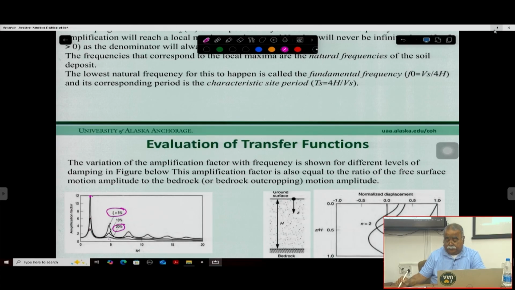So if it is a damped soil, then the transfer function will not go to infinity, and that is what you mostly observe in any transfer function calculation: the peak value will not be at infinity. So that has to be a finite amplitude.